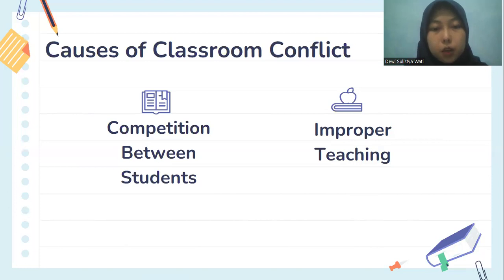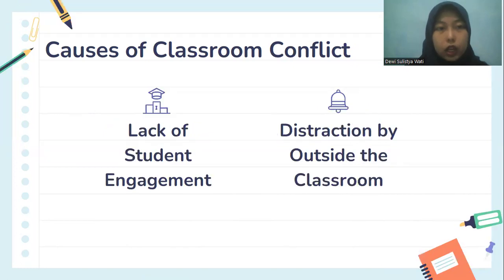The next is improper teaching. The teacher's role in teaching is an important role in student teaching and learning activities. When a teacher teaches boringly or lacks clear instructions, students may feel frustrated and start disturbing the class, which can lead to conflict. Next is lack of student engagement.